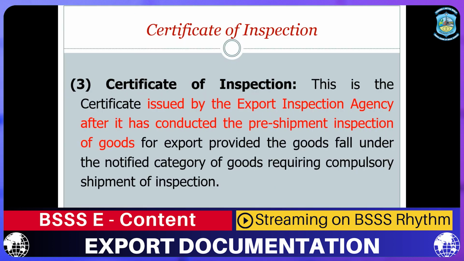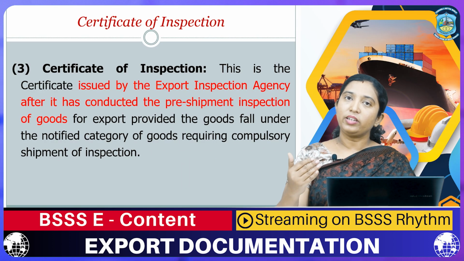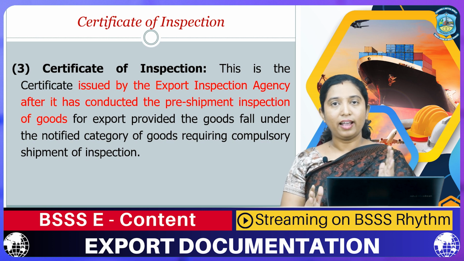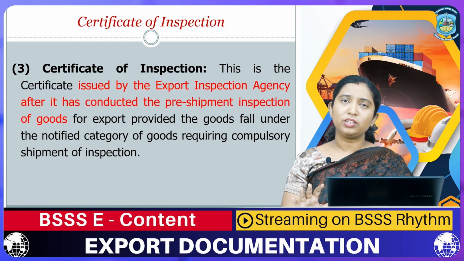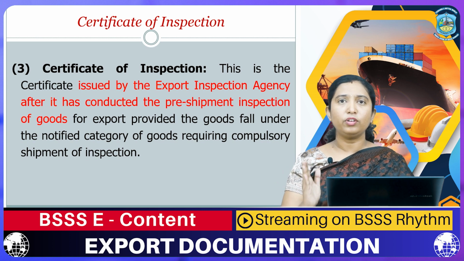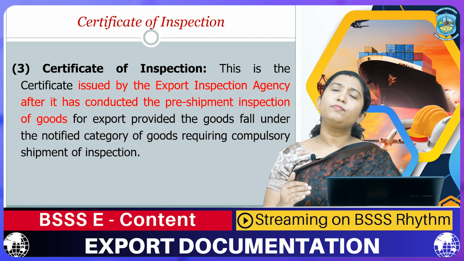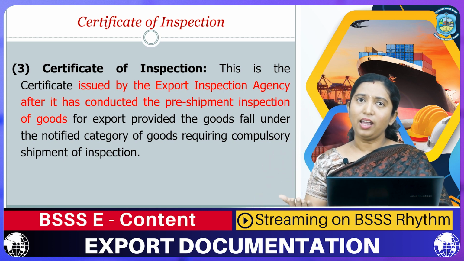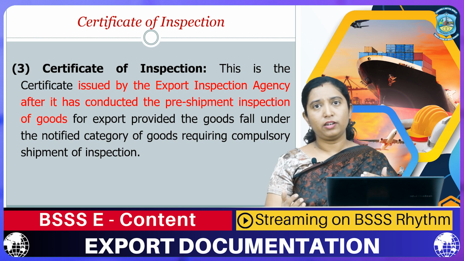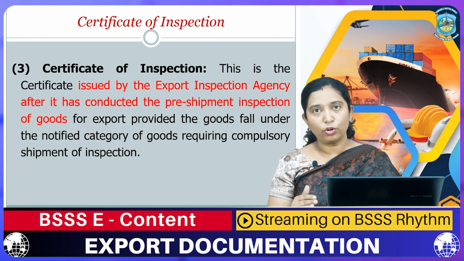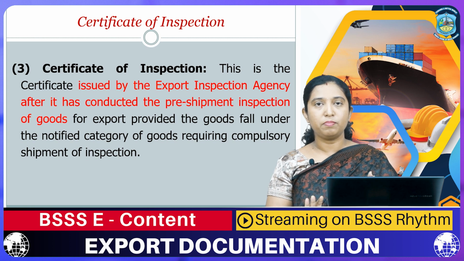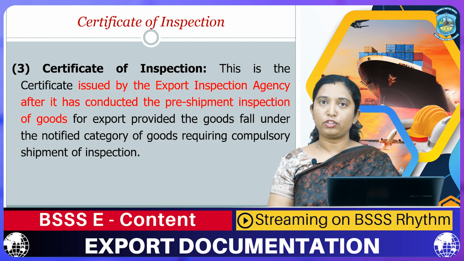The other document is the certificate of inspection. Certificate of inspection is issued by the inspection agency, that is EIA, Export Inspection Agency. It is issued by the agency after a physical examination and verification of the quality of goods being exported. For this, the exporter has to apply to EIC to get the goods inspected. After a few days, the Export Inspection Agency sends a few officials to the exporter and gets the goods checked and examined. Thereafter, the Export Inspection Agency issues the certificate of inspection.